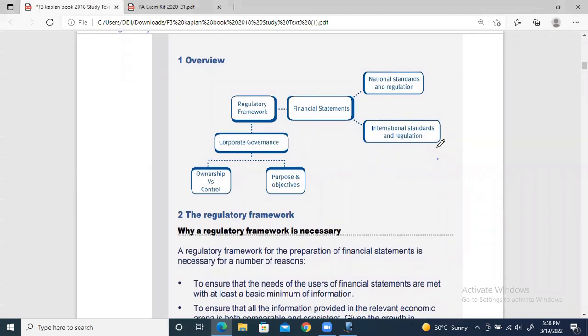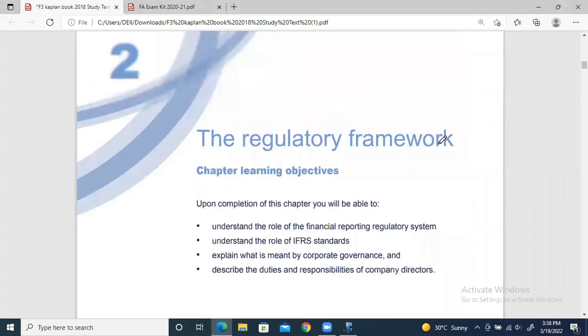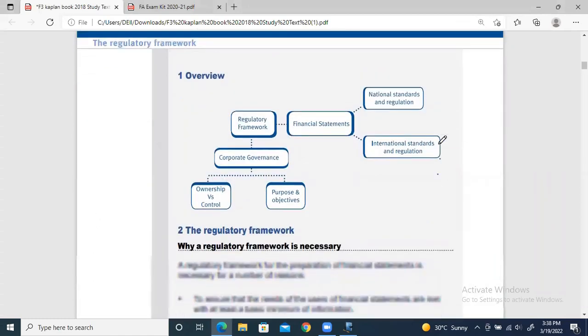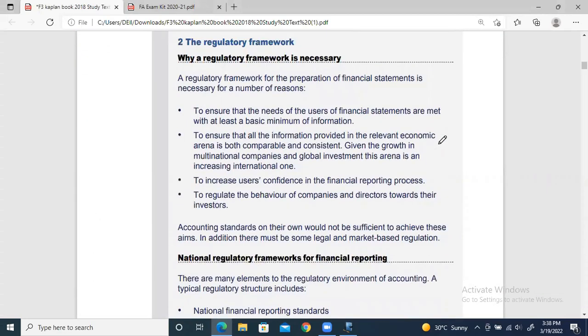It won't take much time. Most of the things were in chapter 1. The most long things were in chapter 1, but these are very short things. So as you can see, this is chapter 2. This is called regulatory framework. Okay, now, basically, what is regulatory framework?